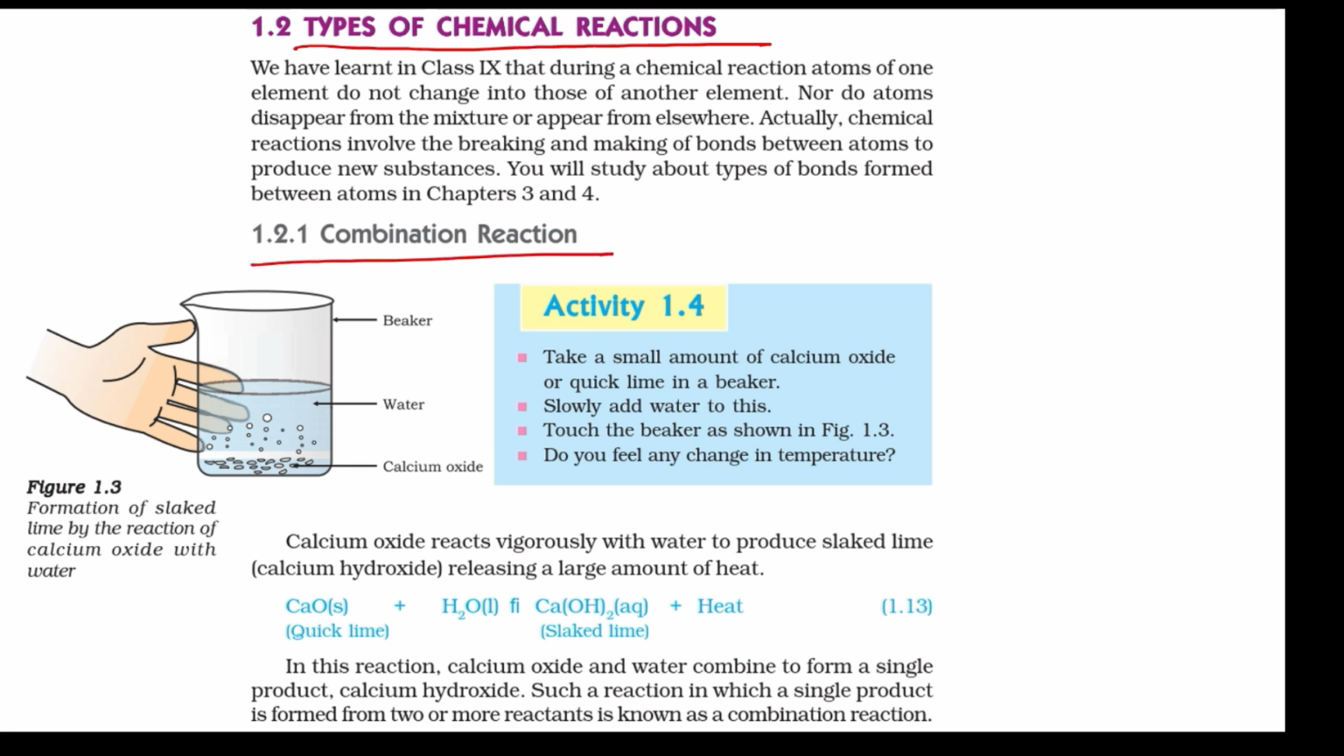Combination reaction. Combination reaction is a type of chemical reaction in which two substances combine to form one substance. So the reactions in which a single substance is formed are called combination reactions. ऐसी reactions जिसमें सिर्फ एक product बन रहा है, that is called combination reaction.